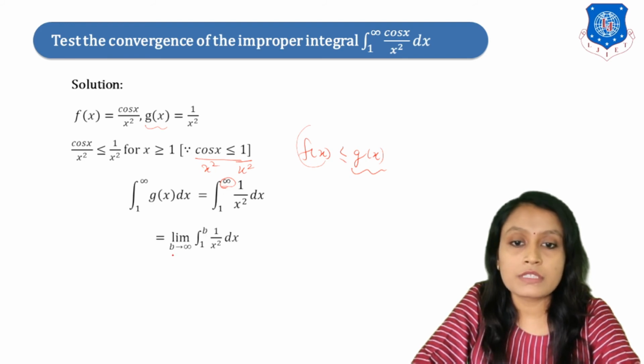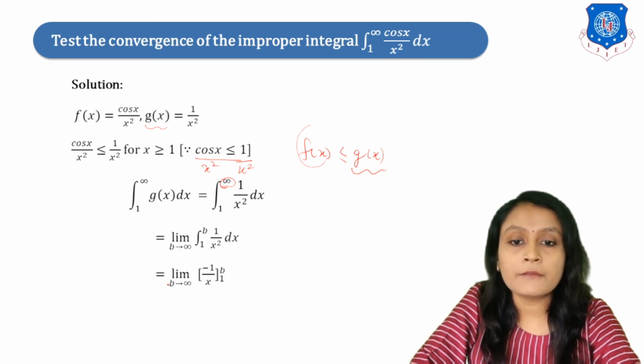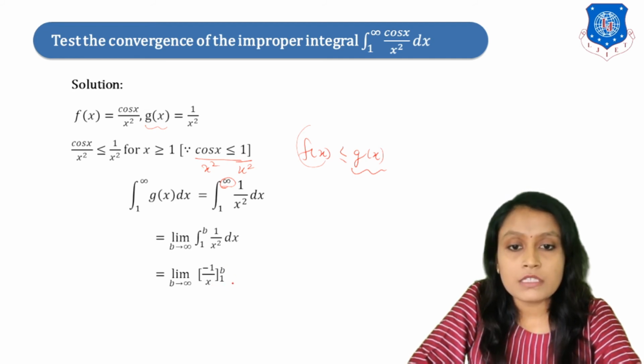So we will suppose this as b. So we will get limit b tends to infinity, integration from 1 to b of 1 upon x square dx. Evaluate this integration. So what you will get? Limit b tends to infinity of minus 1 upon x, and the limits are 1 to b. Substitute the limit. So what you will get? Limit b tends to infinity of minus 1 upon b plus 1.